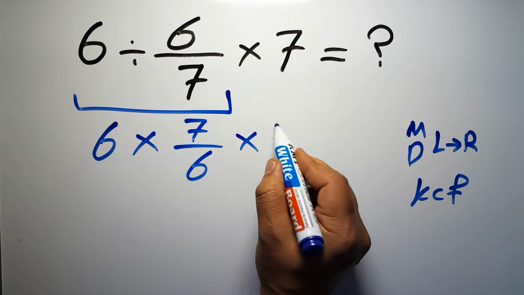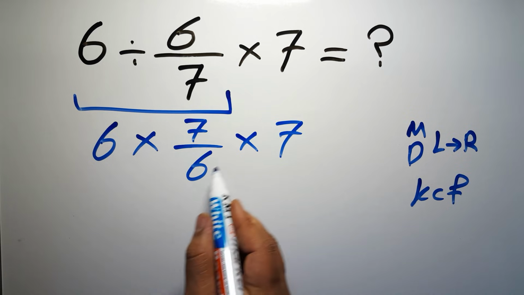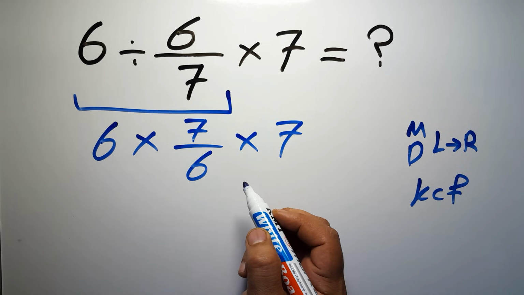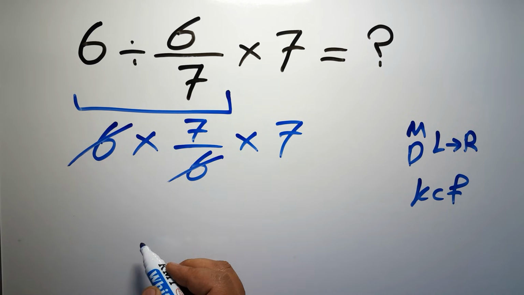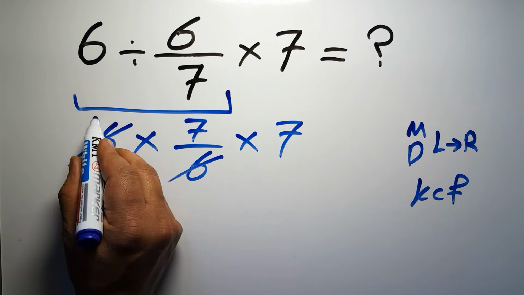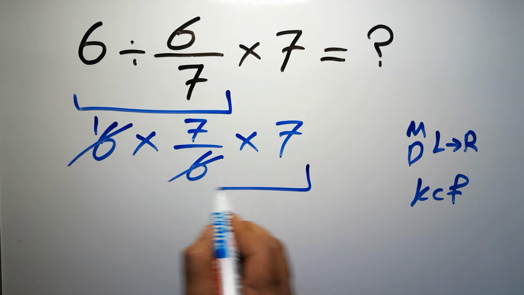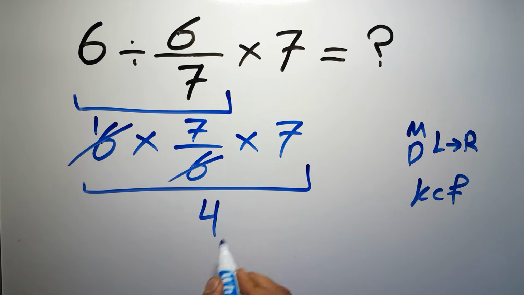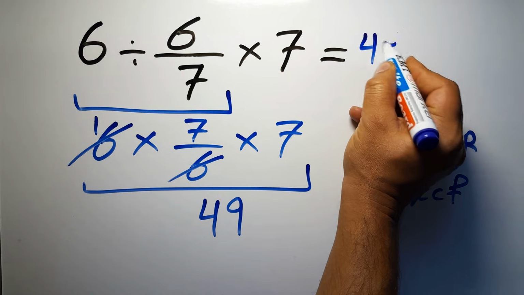Then times 7. So, 6 times 7 over 6, then times 7. We can easily cancel this 6 and this 6. So here we have just 1 times 7, then times 7, which equals 49. And this is our final answer to this problem. The correct answer is 49.